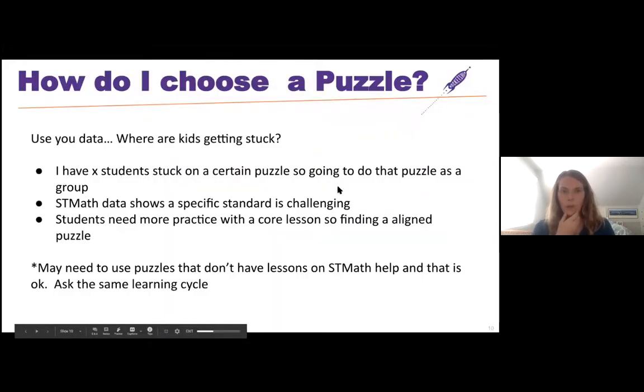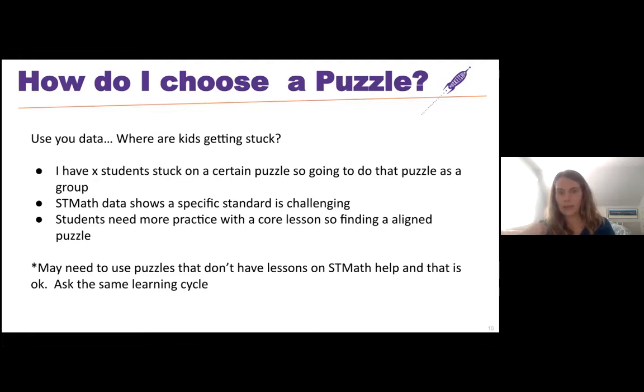So when we are choosing a puzzle, what we really want to think about is where are kids getting stuck? And there's a couple ways you can do this. You can use the ST Math data to say, oh my goodness, I have X amount of students all stuck on the same puzzle. We're going to do it as a team. But I also think we can look at our core lesson, like the feedback we're getting from students in core lessons, when our CUMEs are coming up in a couple of weeks, how are we using other data to actually use these, to Haley's point, as a way to also push learning for our Common Core standards.